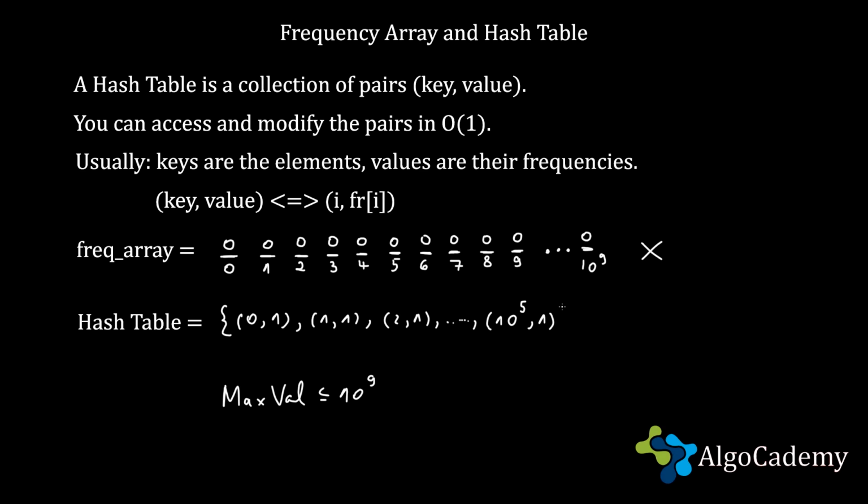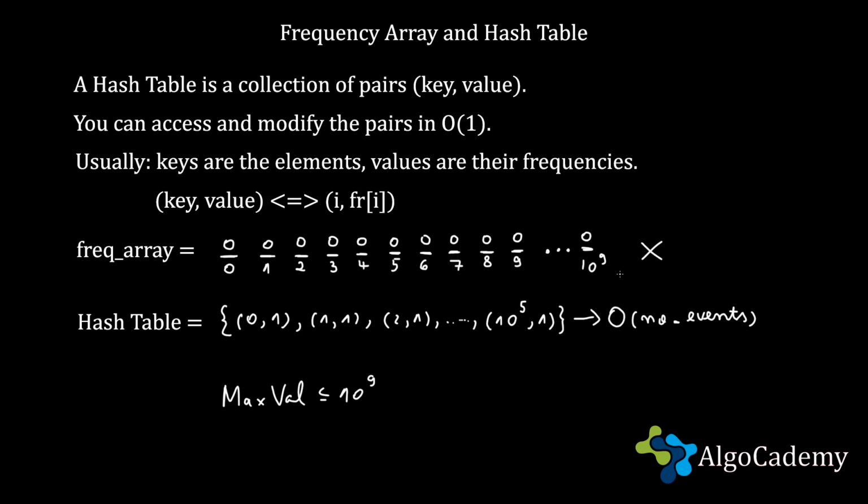So I will insert a new pair here. What happens here is that even if the elements can be as large as 10 to the power of 9, my number of pairs in the hash table will be at most 10 to the power of 5, which is the number of events. So the time complexity that a hash table has is dependent on the number of events. And we can say it is big O of, let's call it, number of events.